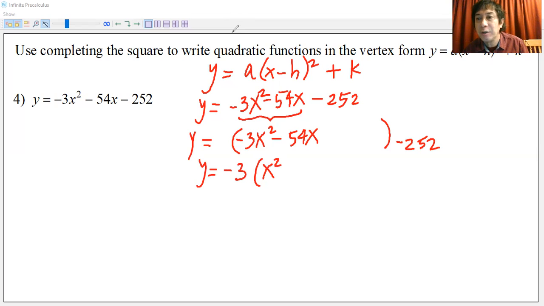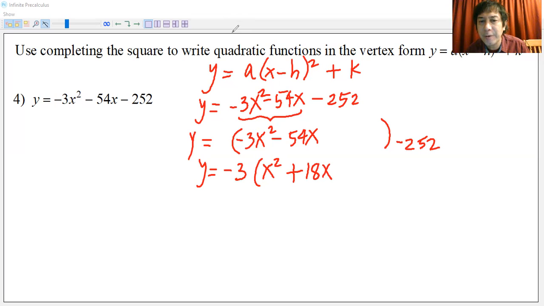Now, taking a negative from that negative 54 will leave it positive, and the remaining number inside must be 18x, because negative 3 times 18 is negative 54. So the number that we factored out is the negative 3, and the remaining terms inside are both positive now, the x squared and the 18x.